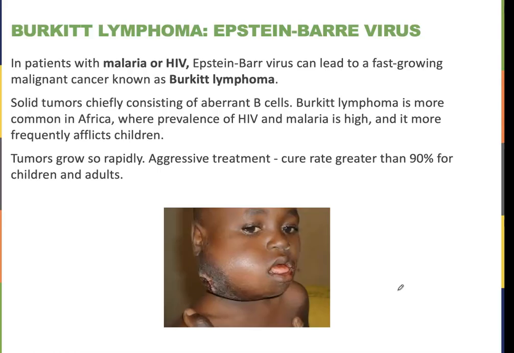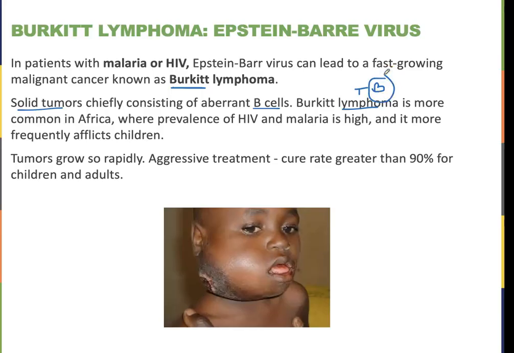Epstein-Barr virus can also cause something called Burkitt lymphoma. This is in patients particularly with malaria or HIV infection, and it can lead to a fast-growing cancer. Okay, so it's a cancer of B cells, and they do cause solid tumors, and this cancer is a kind of lymphoma. So lymphoma is basically a B cell or T cell cancer because the lymphocytes, remember from class, they're either T cells or B cells. So in this case, it's our B cells.